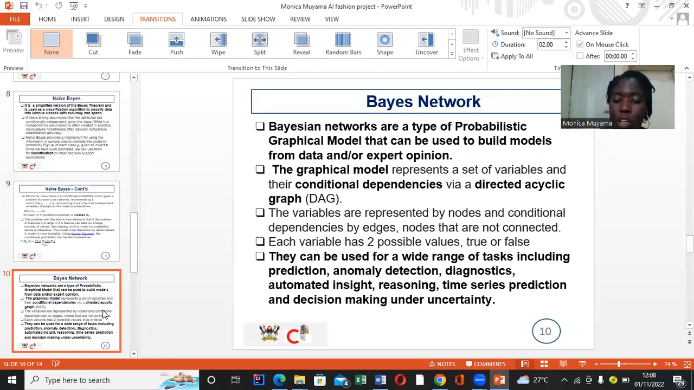Bayes networks can be used for a wide range of tasks, including prediction, anomaly detection, diagnostics, automated insight, reasoning, time series prediction, and decision making under uncertainty.